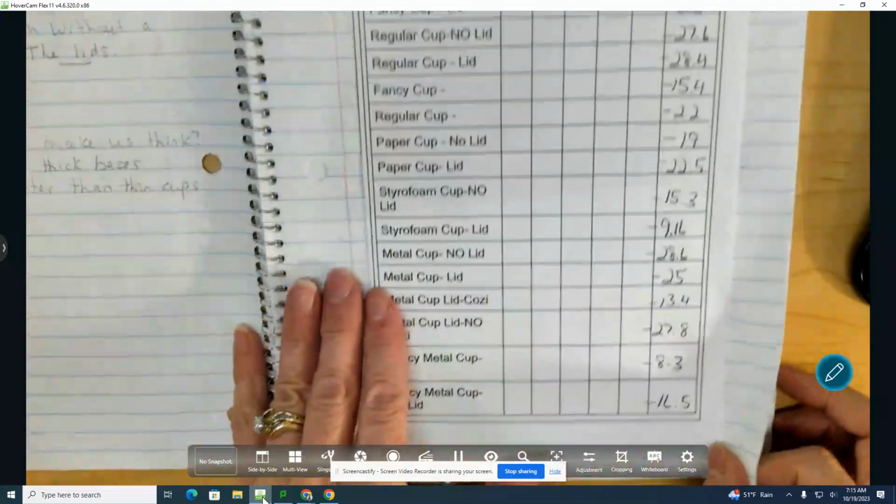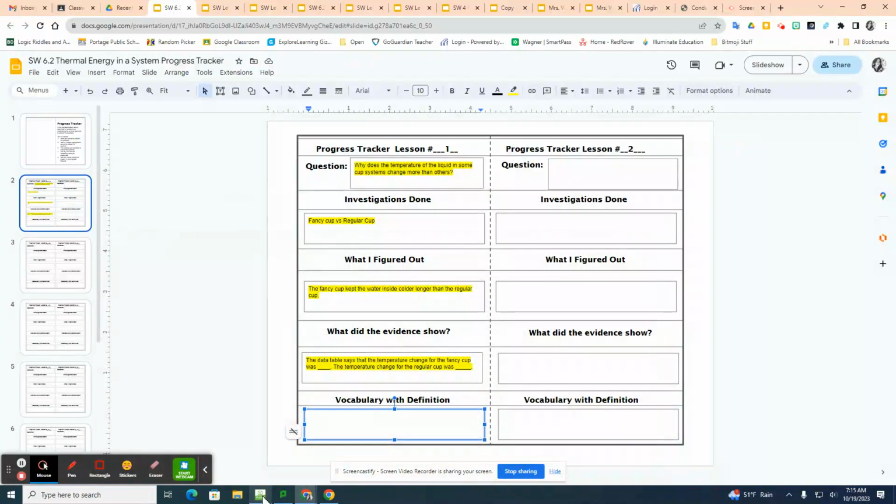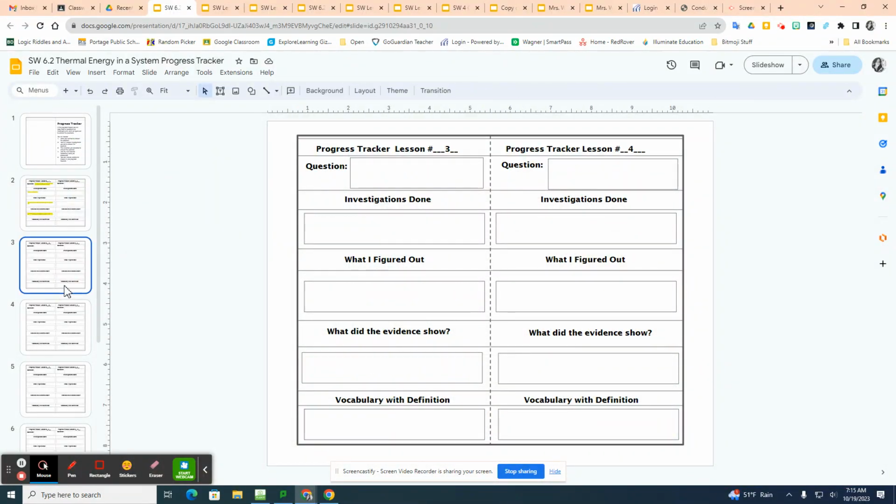All right, then lesson 3, you're going to keep moving on in your progress tracker. Lesson 3 is hot water, 4 is lids, and so forth. And again, you are stopping at lesson 7.